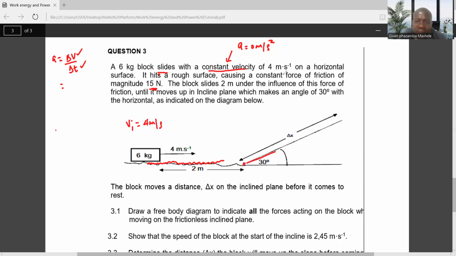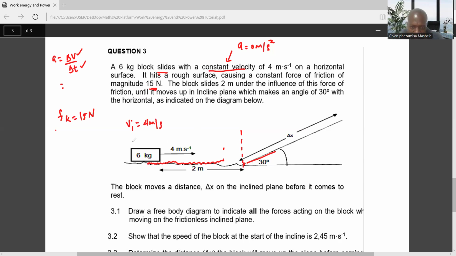Then it hits a rough surface, causing a constant frictional force of 15. We are now given a frictional force of 15. The block slides 2 meters under the influence of this force, which is the force of friction, until it moves up an inclined plane. It means up until here, which makes an angle of 30 degrees with the horizontal as indicated in the diagram.